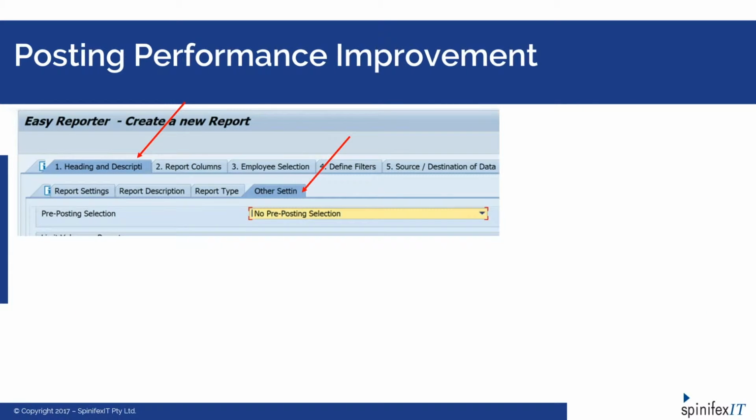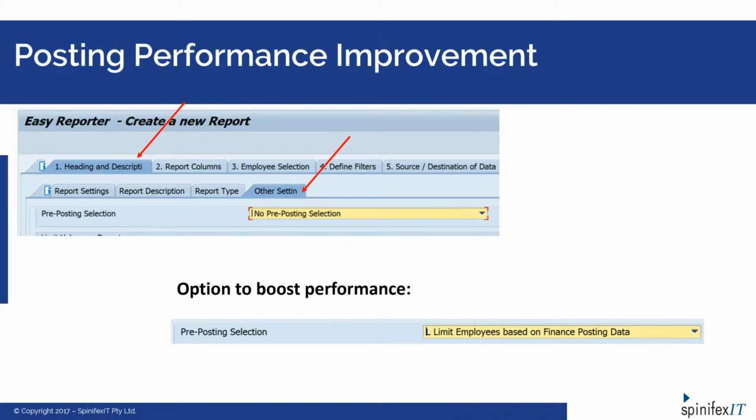For the posting reports performance gain, you can set an option at the report level found on tab 1 under the sub-tab of Other Settings. As you can see here, you will then select the drop-down option labeled Limit Employees based on finance posting data to experience that benefit.